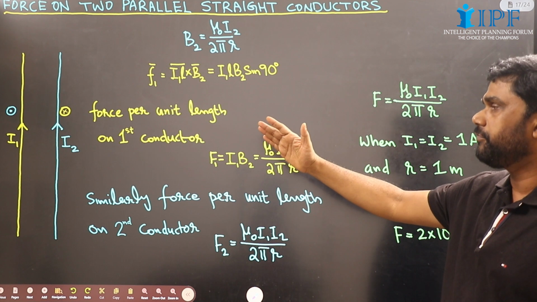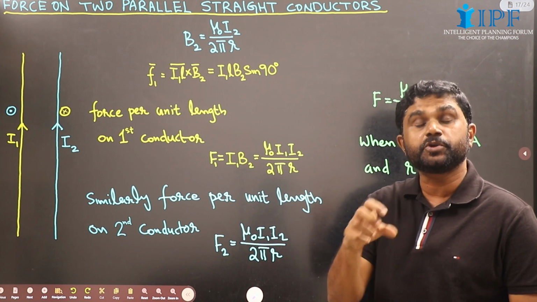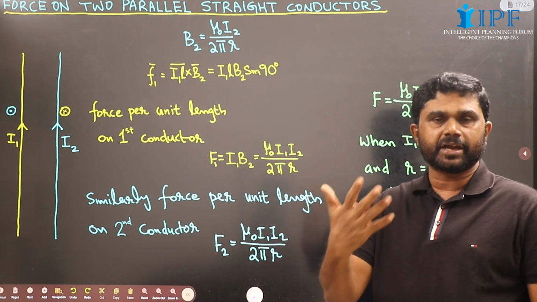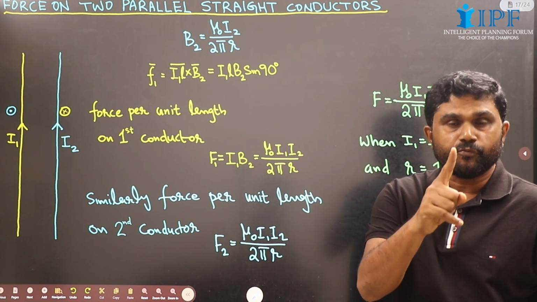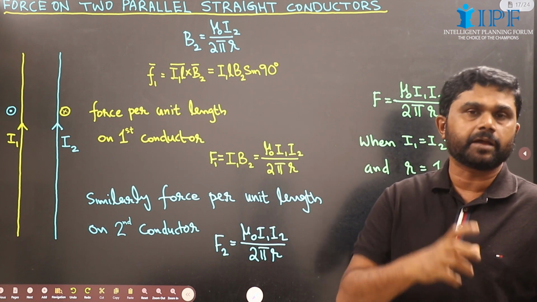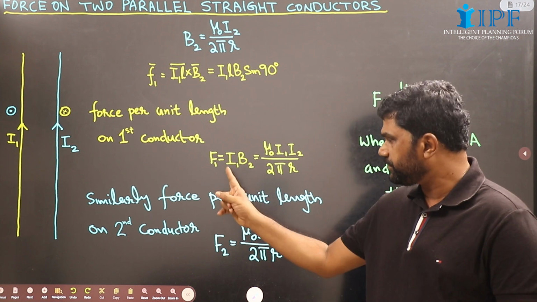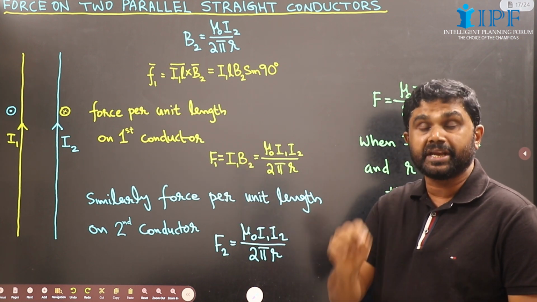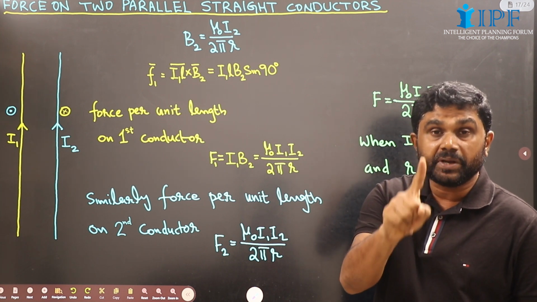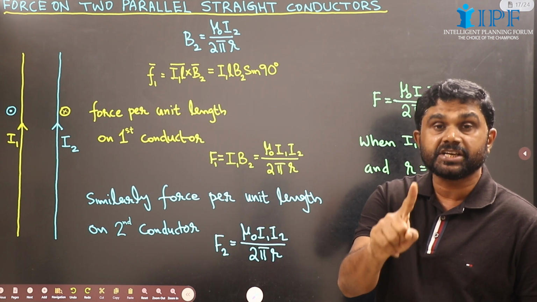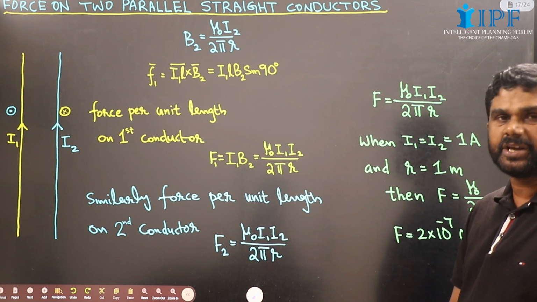See, the choice of which one needs to be taken as the first and which one as the second is purely arbitrary. Any conductor you can take as the first and the other should be taken as the second. What is true for the first conductor must be true for the second also. So if this is the force per unit length of the first conductor, you can easily get the force per unit length on the second conductor by simply interchanging the suffixes 1 and 2. That will be F2 equal to mu 0 I1 I2 divided by 2 pi r.